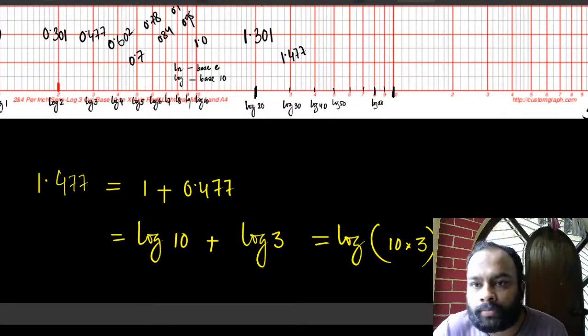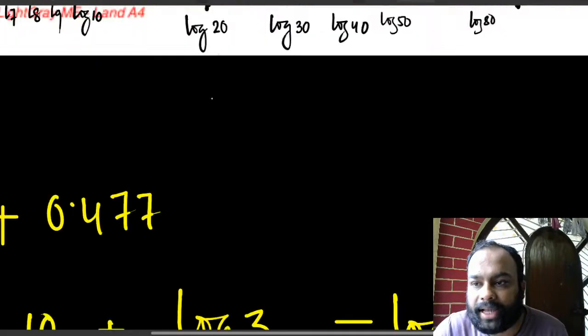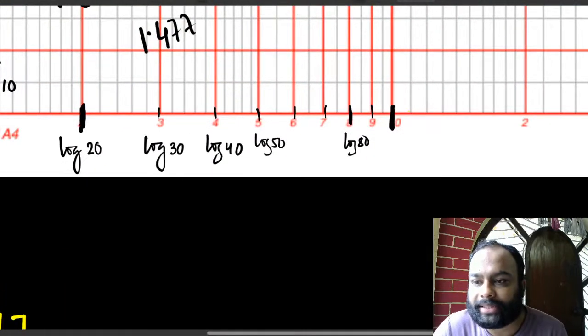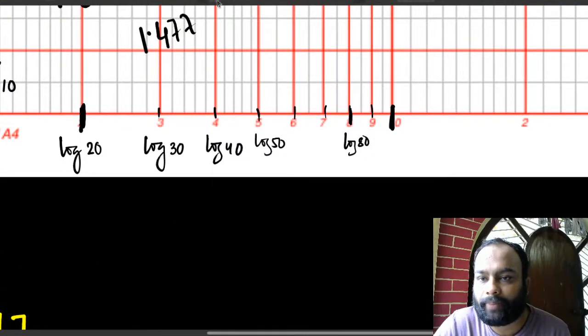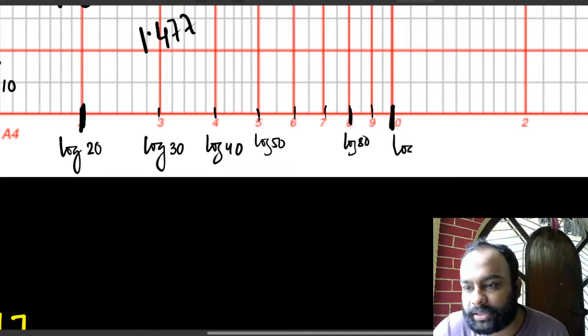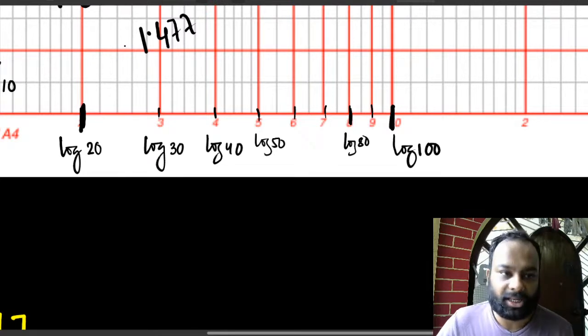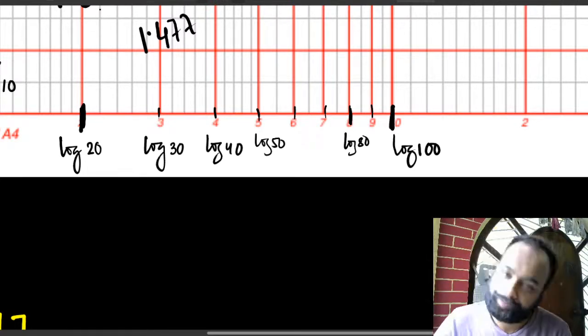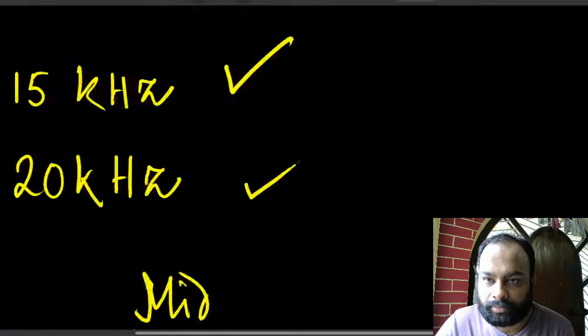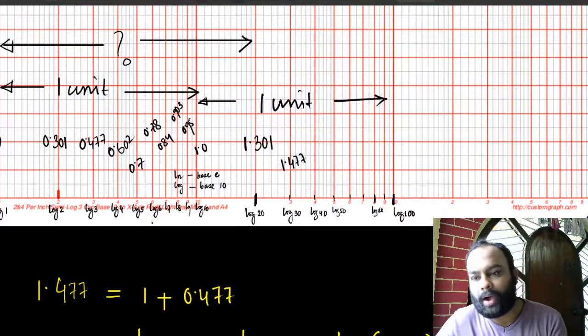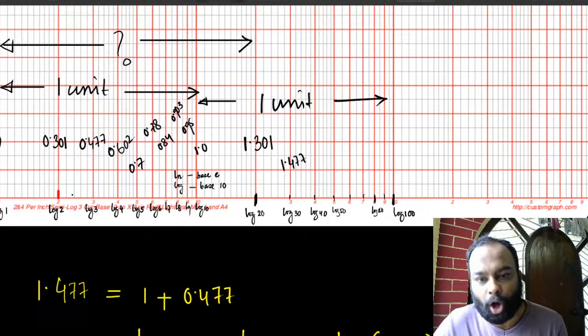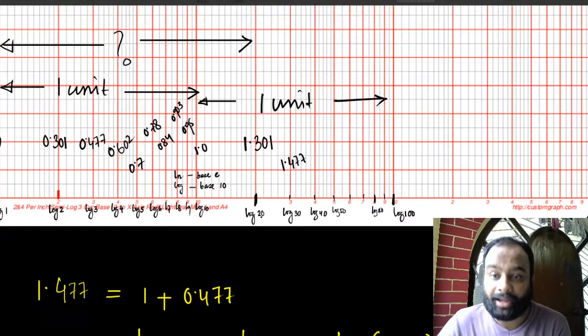So I can zoom this in, and I can now say this is log 100. Yes, that's 2 log 10 or log 100. Got it? Now this started with log 1, log 2, log 3, log 4, log 5, log 6, log 7, log 8, log 9, log 10, and then log 20, log 30, log 40, log 50, log 60, log 70, log 80, log 90, log 100.